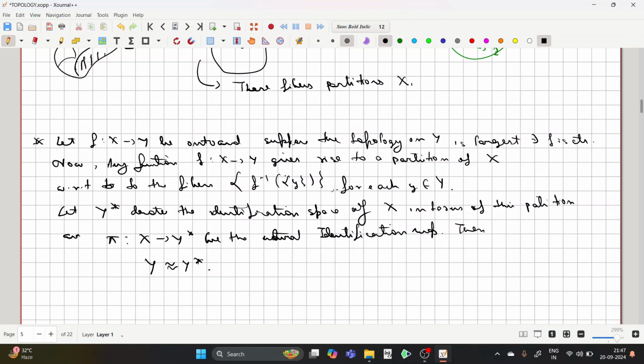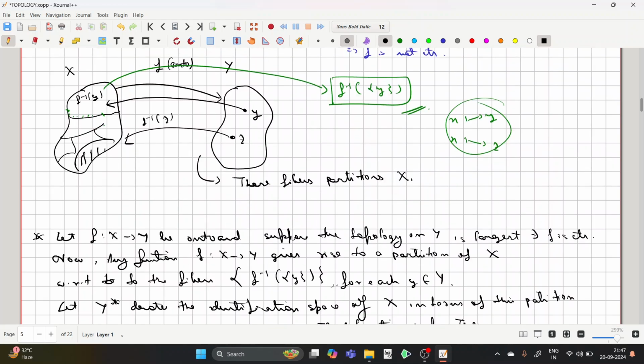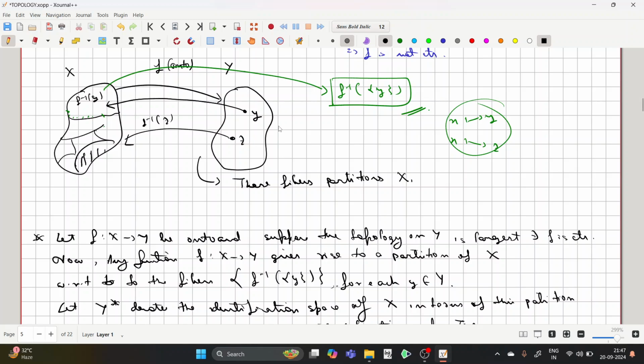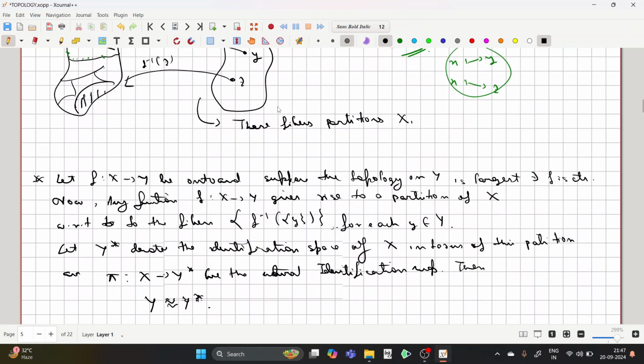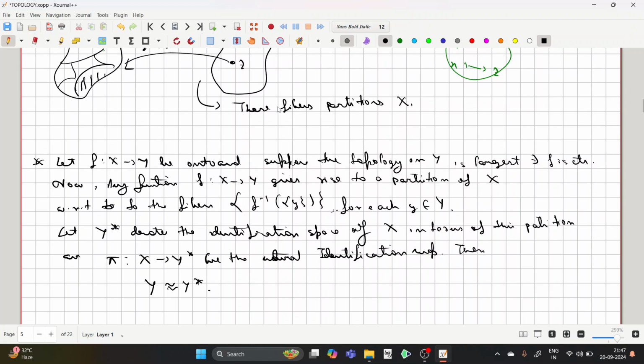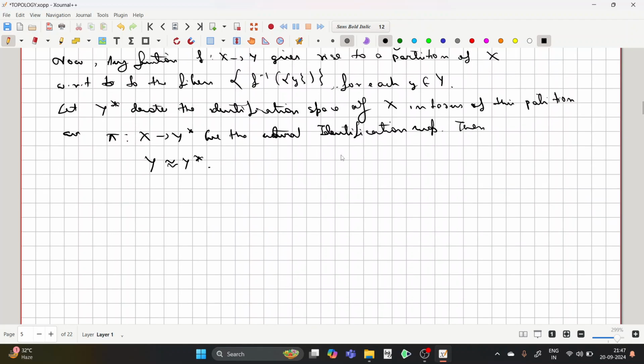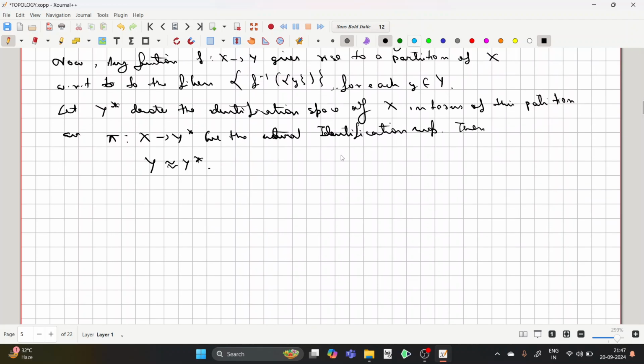So what we are typically doing is that we first take the definition we defined previously in terms of functions, the quotient map, and then we consider the partitions with respect to this onto map, and with respect to these partitions we define another identification space of X, Y star, and then we say that Y is homeomorphic to Y star. Okay, I guess now it all makes sense. So how should I prove it? The proof is fairly simple.